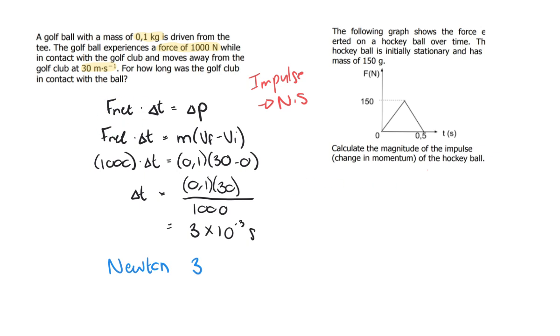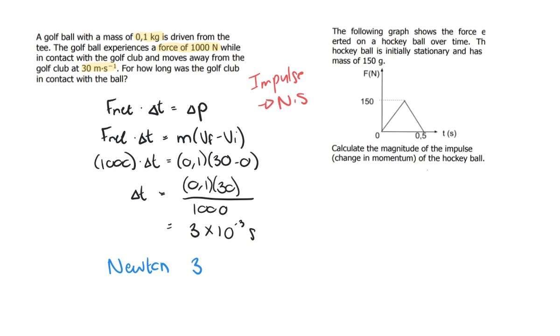So, for example, if I hit the ball with the club in this direction, the ball experiences a force in that direction, and the ball also applies a force on the golf club in that direction. And since impulse is just the force times the contact time, and the contact time is the same for both objects, the impulse will also be the same, but in opposite directions.